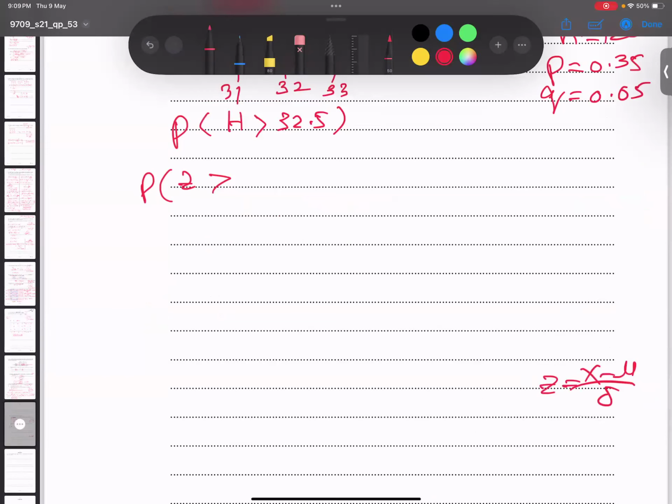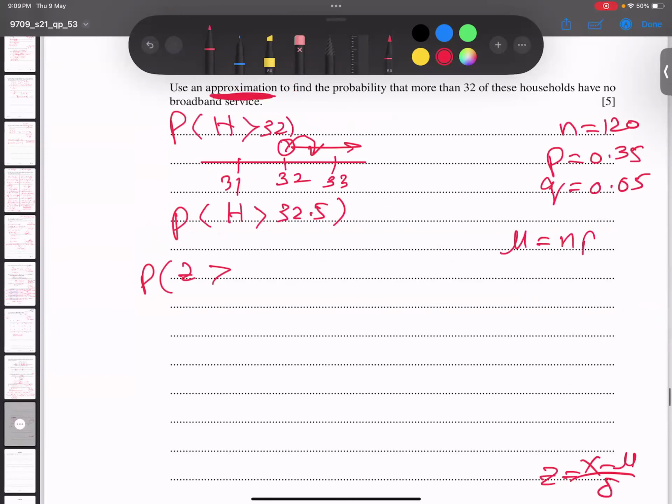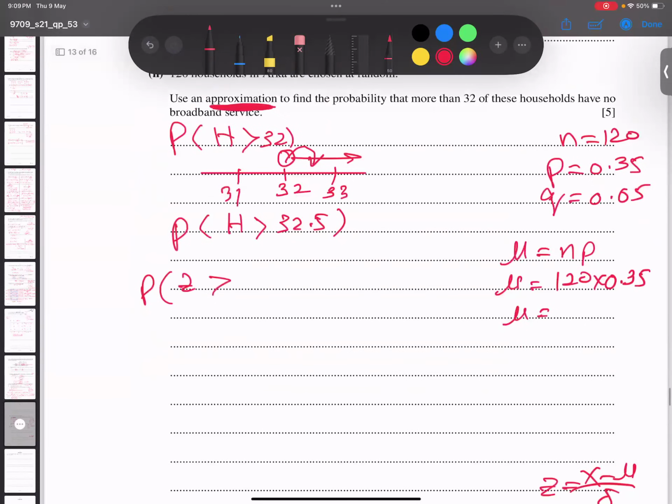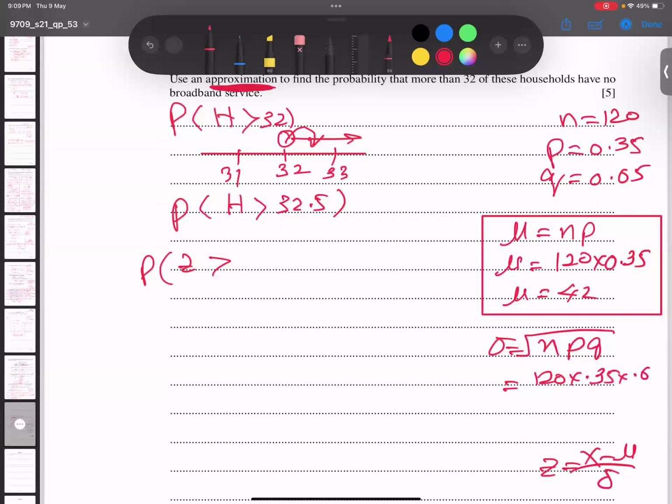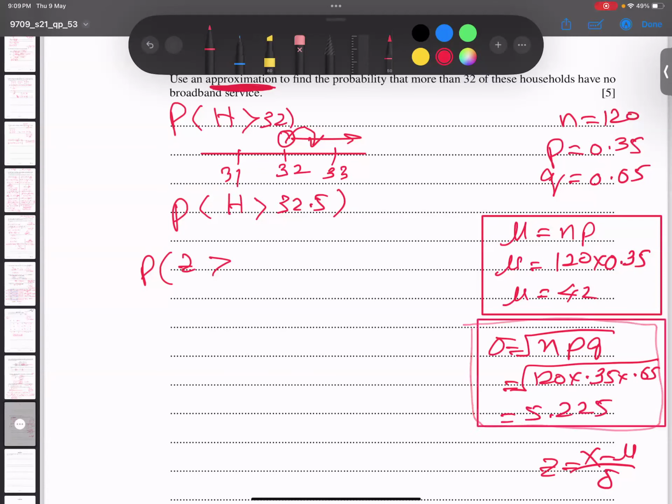And how to find the mean? The formula is np. N is 120, P is 0.35. If I type 120 times 0.35, I am getting 42. Now the deviation: how to find it? The root of npq. N is 120, times 0.35, times 0.65, root. And if I type in the calculator, it gives me 5.225. All right, accuracy is an important thing here.